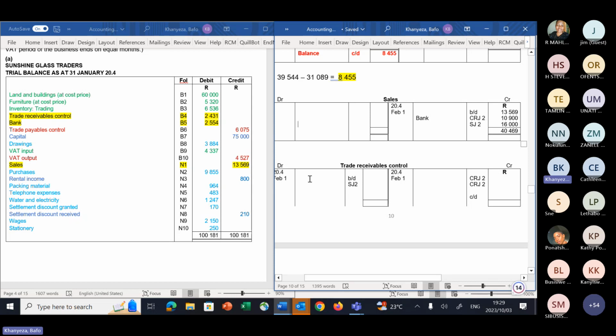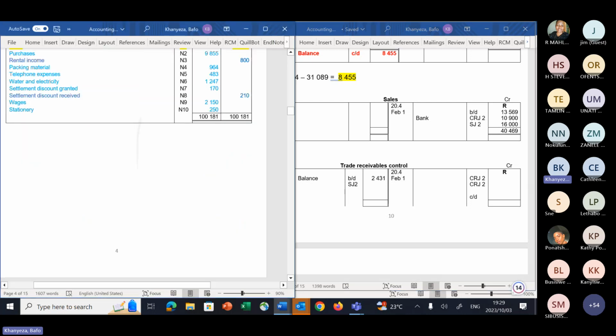Trade receivables is an asset. Balance. Go down, which is 2431. 2431. Then now, so we go to the journals.